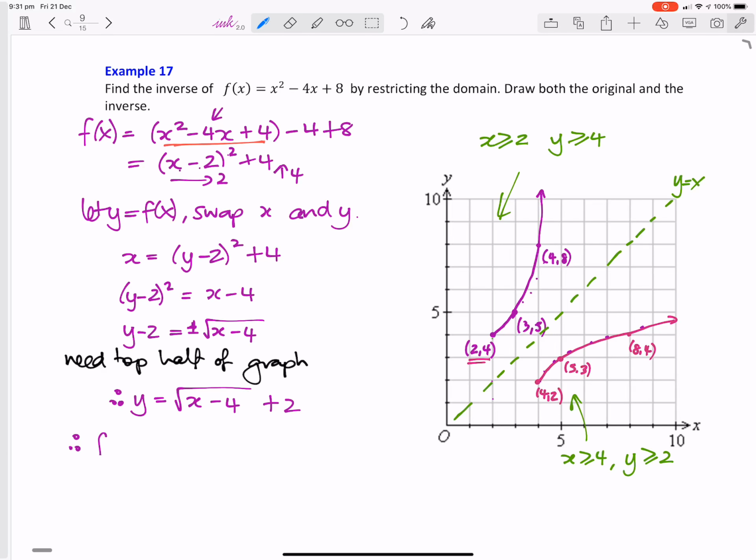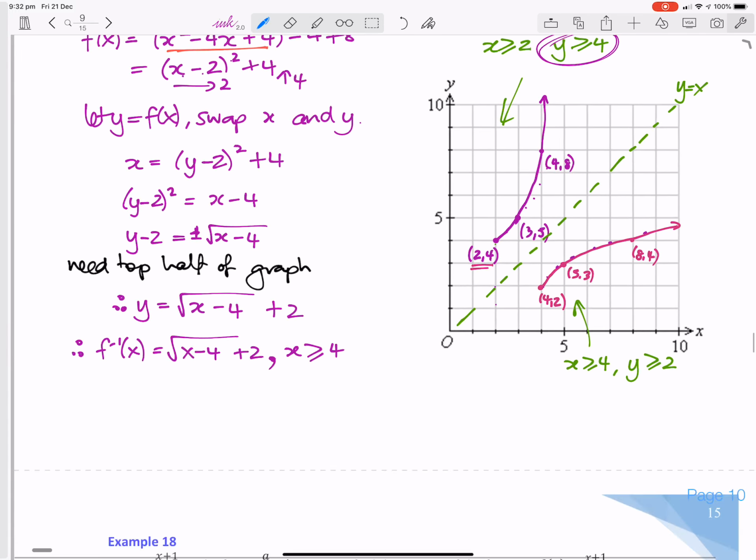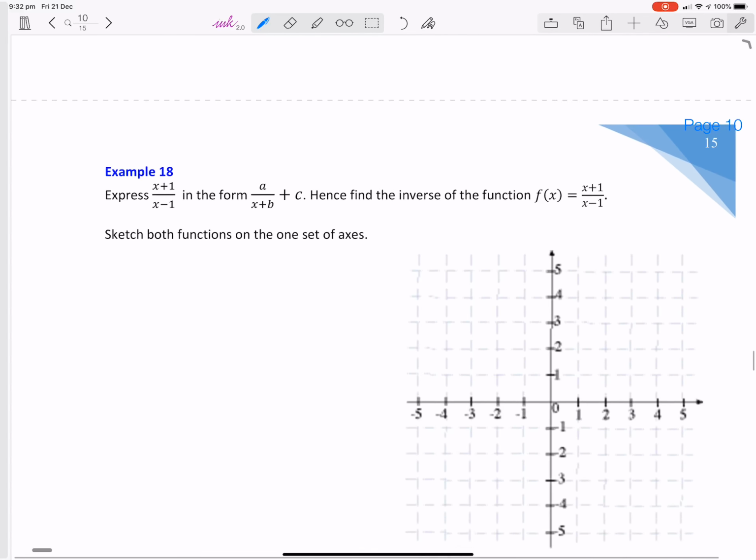Now we know this is the inverse, so you have to state f minus 1 of x is equal to root x minus 4 plus 2. And we should state the domain when we create a function. So we know the range of the original function's y is greater than or equal to 4. So the domain of this is x is greater than or equal to 4. And we've sketched both of our graphs. We didn't actually have to find the function to do it, but we need to anyway.